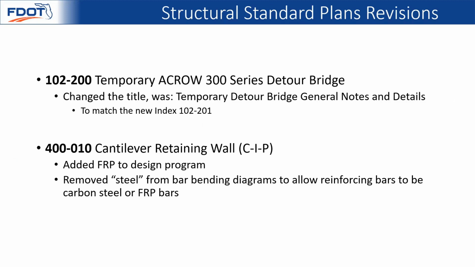We also made changes to the 100-200 series, the temporary acro bridge, the 300 series. This was necessary because we added the 700 series and we needed to change the title just to differentiate between the two. And for the cantilever retaining walls, we added FRP to the design program, and then the rest was simple, just removing steel from the bar bending diagram. So you can use steel or FRP bars.